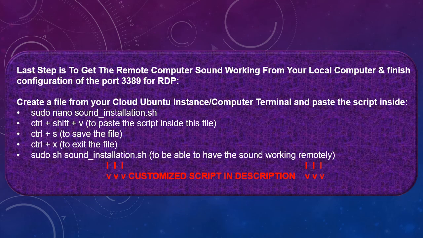3389 for RDP. So you create a file from your cloud Ubuntu, so from your instance, and you paste the script inside. The script will be in the description. If it is not in the description, I will leave a link in the description to get the script. From your terminal in your Oracle instance, you run sudo nano sound_installation.sh. That's the name I gave to the file, but you can give it any name you want. But it has to be a .sh if you want to use a shell to install it.